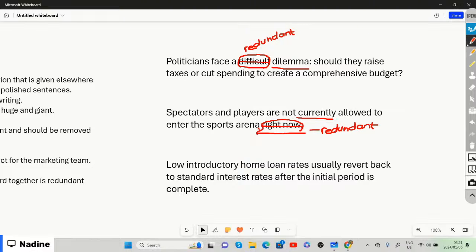If we look at another example, it says, low introductory home loan rates usually revert back to standard interest rates after the initial period is complete. So low introductory home loan rates usually revert back to standard interest rates after the initial period is complete.